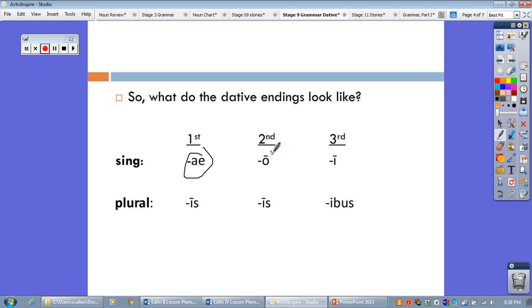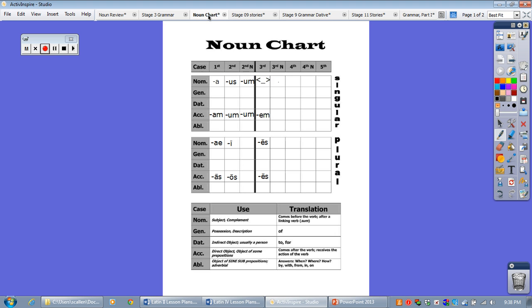Okay. And then you've got the letter O. We've never seen that before. And then I for third declension. Now look at the noun chart. Do you see the letter I somewhere else? You sure do. Nominative plural.